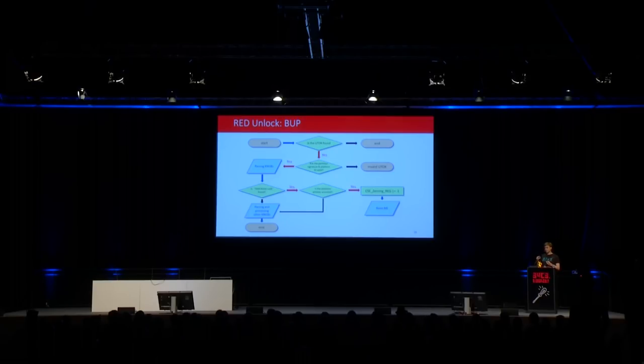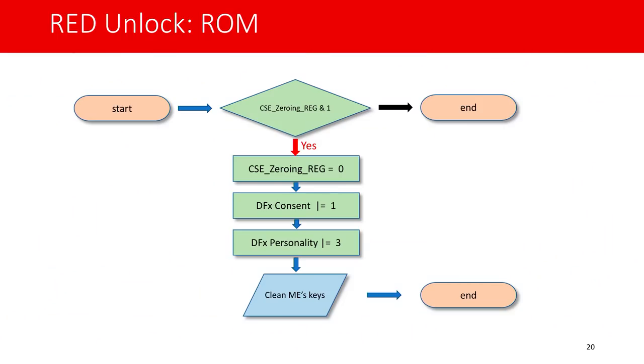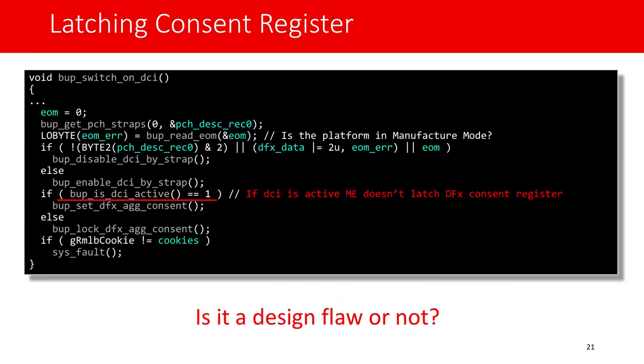and resets ME. After that, ROM checks the CCS zeroing register, and if it is set, it cleans this register and switches on consent and personality. It means red unlock. After that, ROM cleans ME keys and continues working. But if DCI is active, ME doesn't latch the DFx consent register. It means that if you want to switch on JTAG, you don't need to reboot ME if you have a DCI connection.